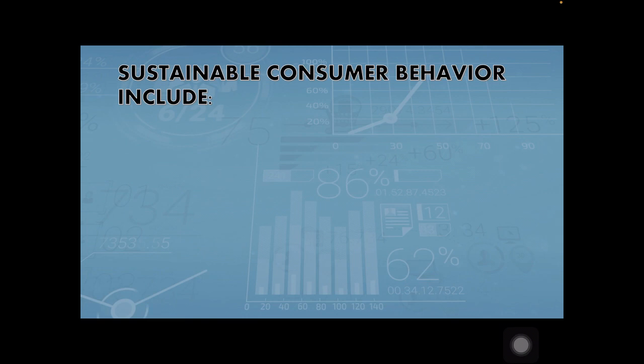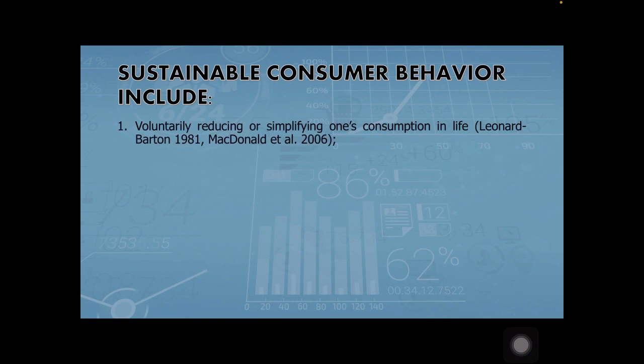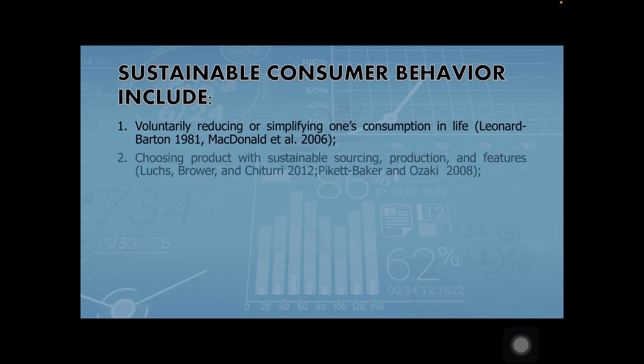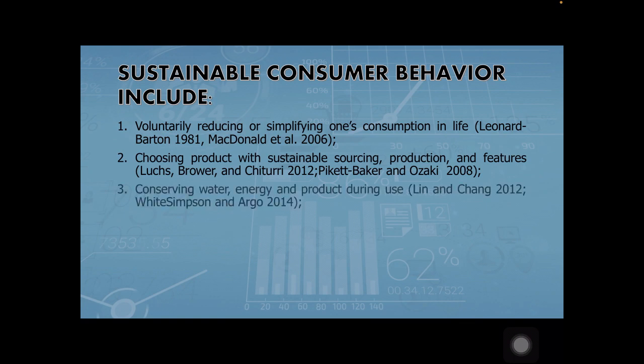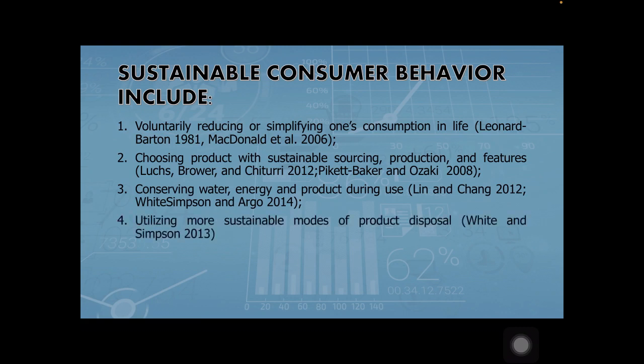Sustainable consumer behavior includes: Number 1, voluntarily reducing or simplifying one's consumption in life. Number 2, choosing products with sustainable sourcing, production, and features. Number 3, conserving water, energy, and product during use. Number 4, utilizing more sustainable modes of product disposal.